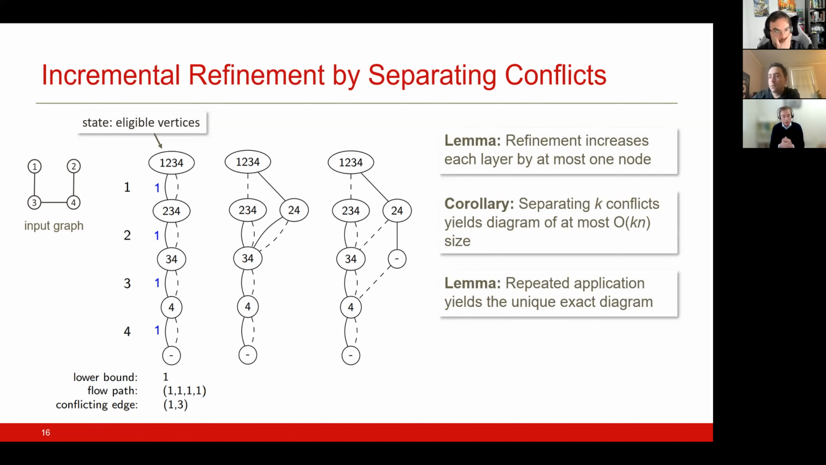Nice thing is, this particular procedure, separating a conflict, can only add 1 node per layer. I have n original nodes in my graph. So the number of possible nodes I add to my decision diagram is n times k if I have k conflicts. And if I repeatedly apply this compilation by conflict, or this refinement by separating conflicts, I will in the end up with the exact diagram if time permits.